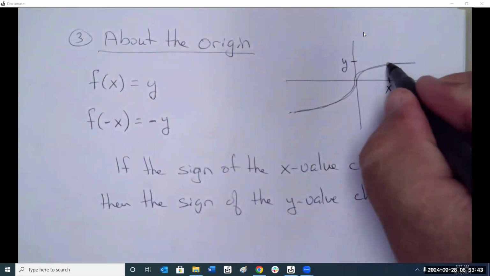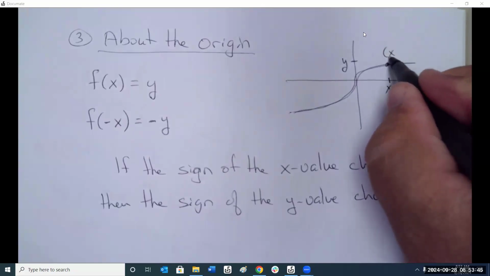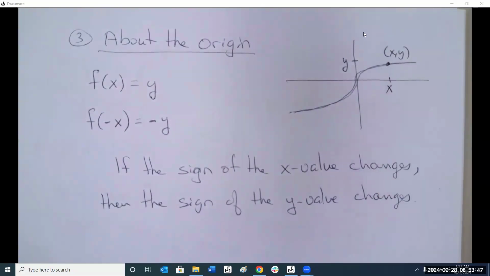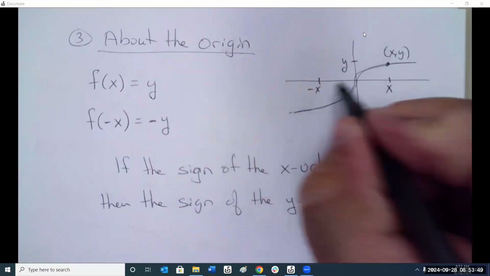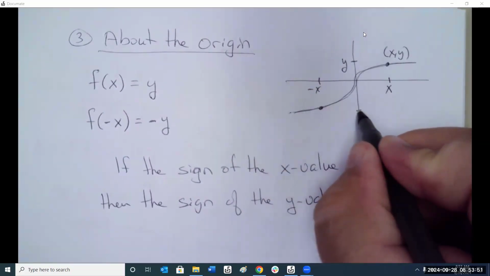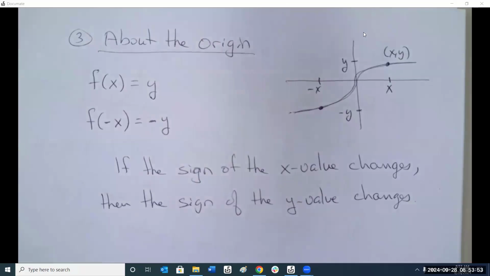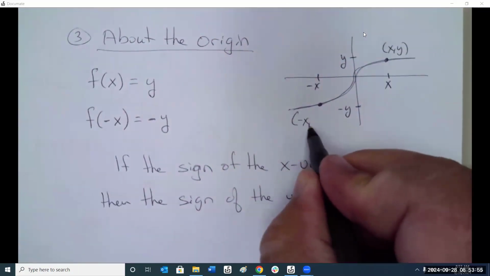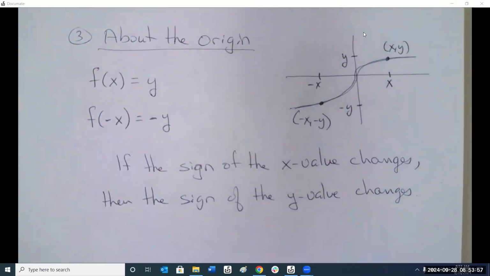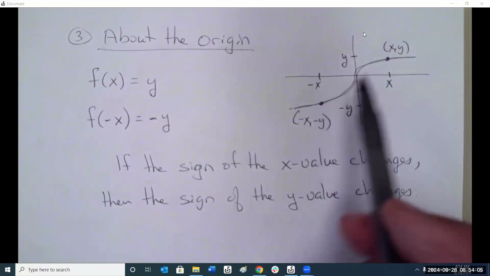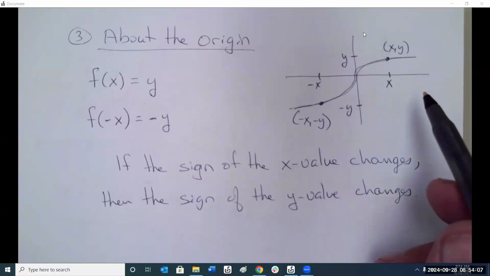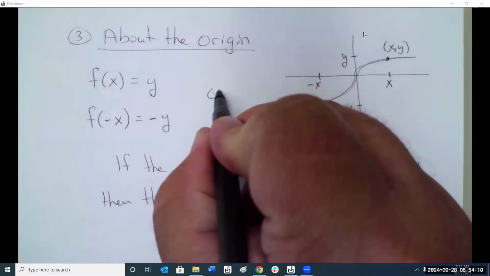So here's a point. Here's my X and Y value. But if I put the negative X in there, then I get the same value of Y, but this time it's negative. If it's symmetric about the origin, it's an odd function.